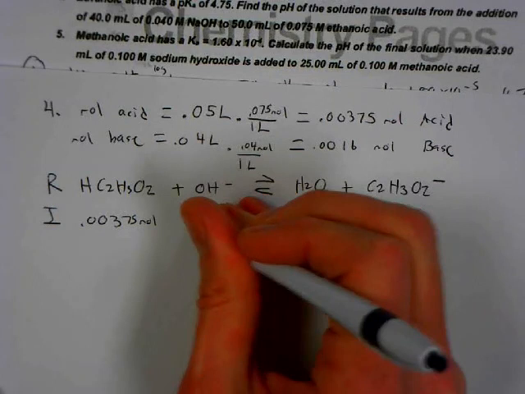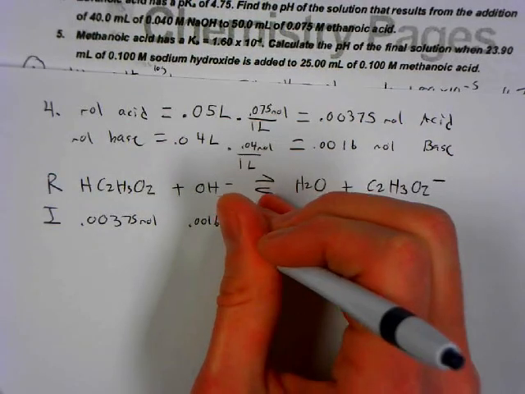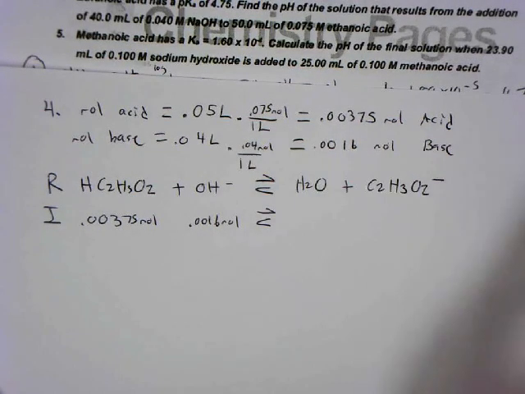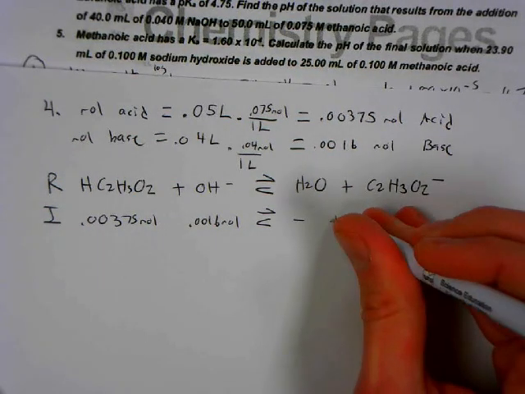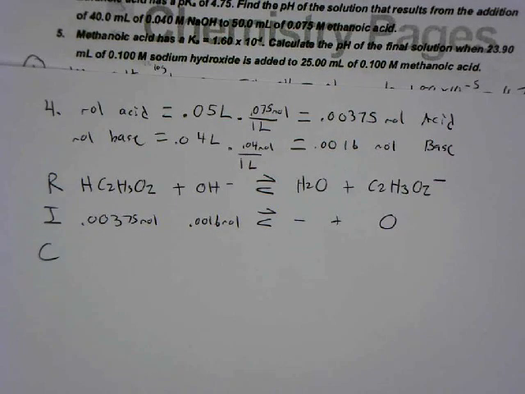Initially, I'm starting out with how many moles of this? 0.00375 moles. How many moles of OH am I starting out with? 0.0016 moles. Is water part of my equilibrium? No. And do I have any C2H3O2 to start? Not yet, so plus 0. This is the tricky part. What's my change going to be?